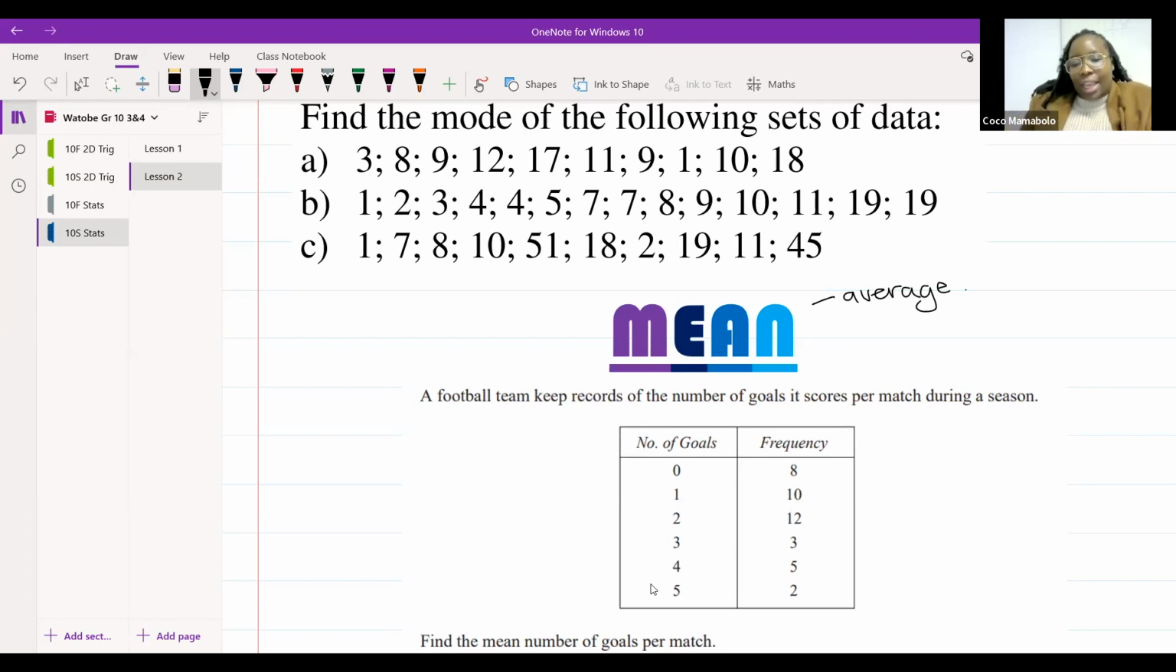So it says here, a football team keeps record of the number of goals it scored per match during a season.